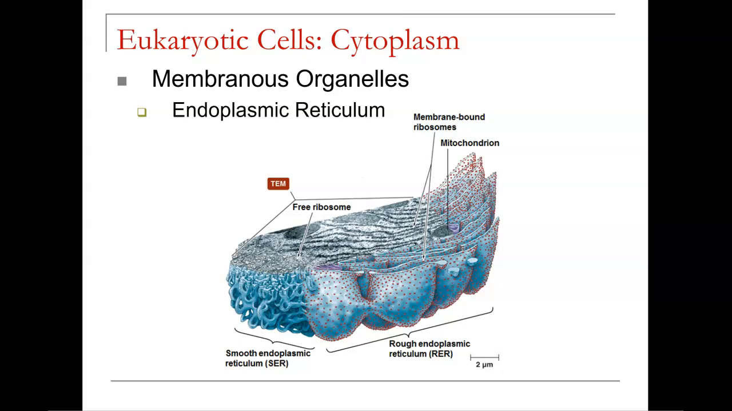Now you can have 2 different types. You can have a rough or a smooth endoplasmic reticulum. Smooth is going to play a role in lipid synthesis, storage, and transport with some detoxification. Rough ER is going to be covered with ribosomes and they're going to be involved with protein synthesis.